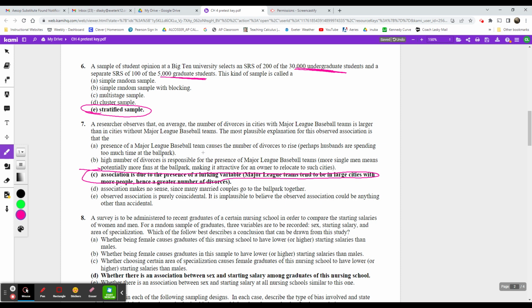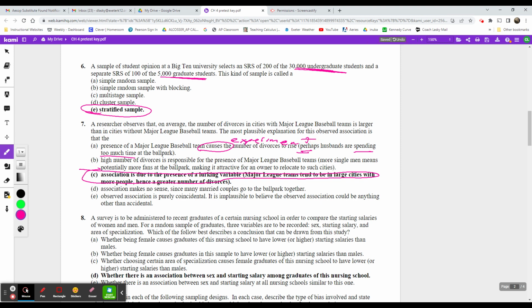The presence of a Major League Baseball team causes divorces to rise. Perhaps. The word perhaps, that just kills it right there. The word cause means you need an experiment, okay? So that's automatically wrong if it's not an experiment.